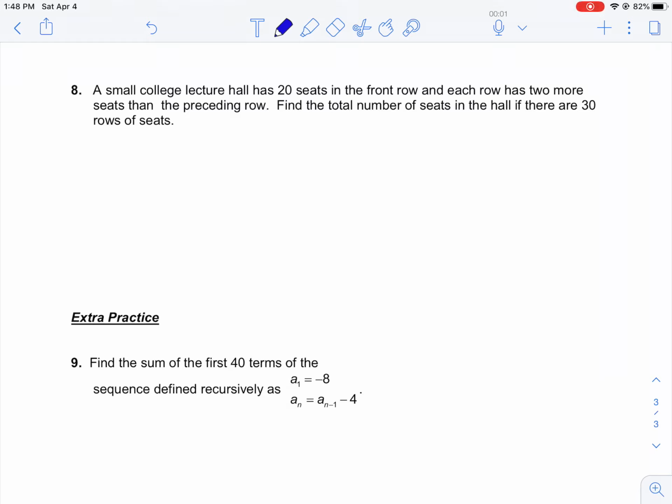Okay, let's take a look at page number 3. Question 8 says a small lecture hall has 20 seats in the front row and each row has 2 more seats than the preceding row. Find the total number of seats in the hall if there are 30 rows of seats.